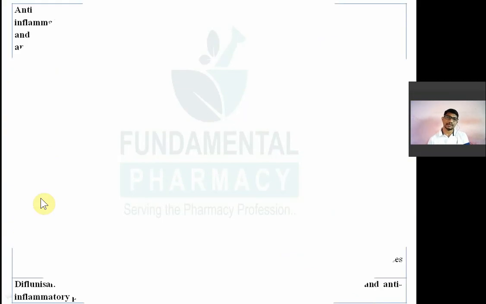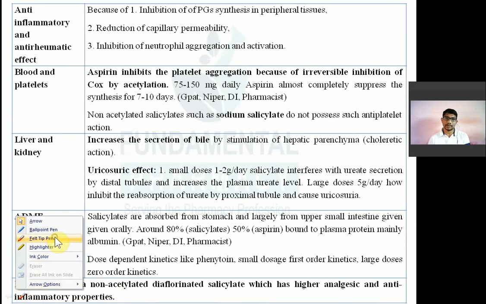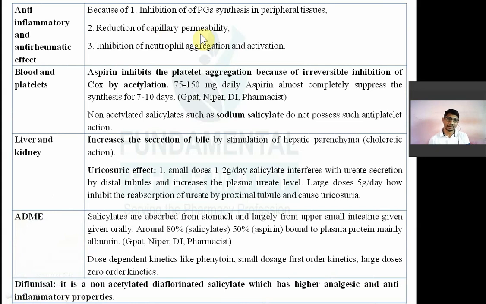Then again, aspirin or salicylic acid has different actions. They act as anti-inflammatory and anti-rheumatic agents. What is the anti-inflammatory and anti-rheumatic effect? They reduce the inflammation in tissue and in rheumatoid arthritis. That is because of three reasons. First, inhibition of prostaglandin synthesis in the peripheral tissues. Then reduction of capillary permeability, which prevents swelling. Then inhibition of neutrophil aggregation and activation. So they act as anti-rheumatic and anti-inflammatory.